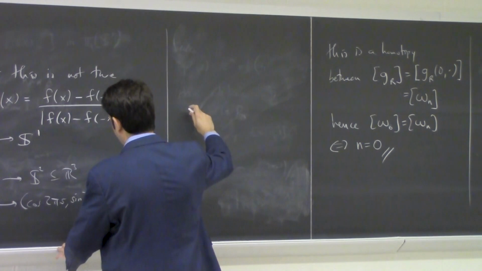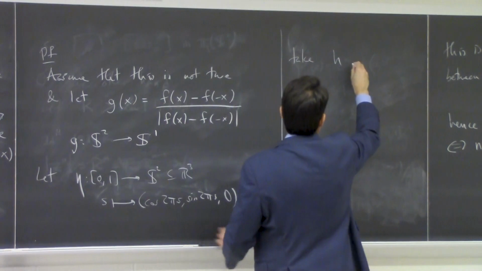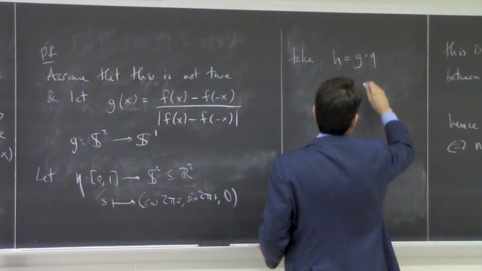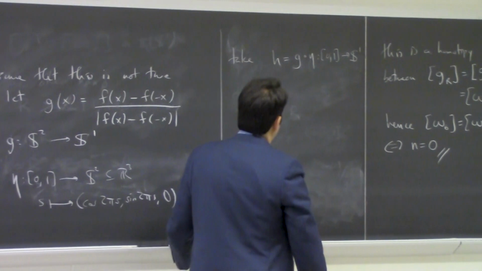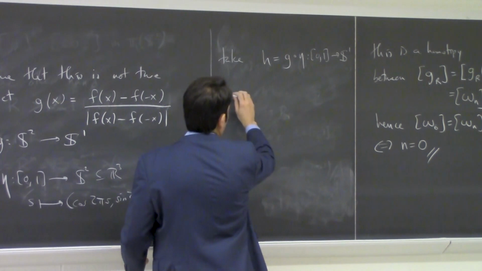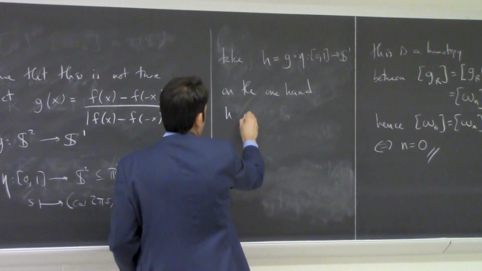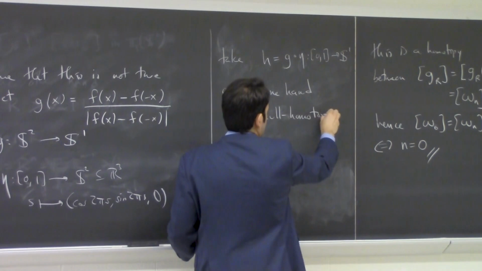And take H to be G composed with eta. So now this is a path, 0, 1 to S1. All right. Okay. So on the one hand, H is clearly null homotopic. All right. So it's homotopic to a constant map.